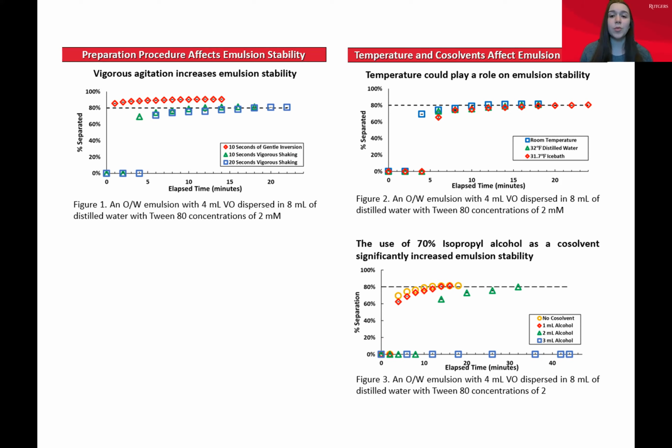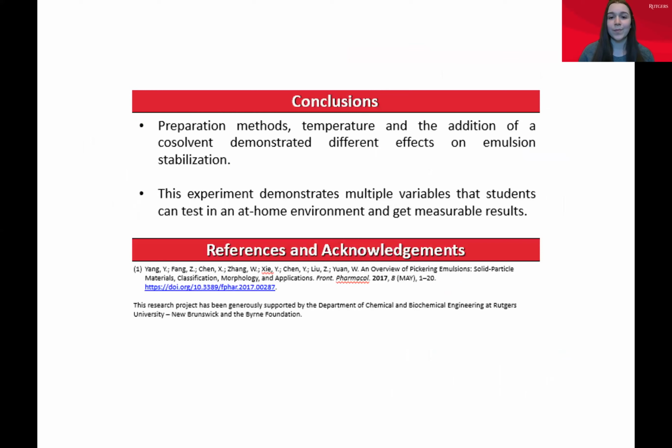Finally, I used isopropyl alcohol as a co-solvent in my emulsion. And what I found is that the more isopropyl alcohol I used, the more stable the emulsion turned out to be. The yellow circles are the baseline test with no co-solvent, and the blue squares are when I used 3 milliliters of the alcohol. And as you can see, the emulsion lasted over an hour with no separation. So it's clear that using alcohol as a co-solvent increased emulsion stability for prolonged periods of time.